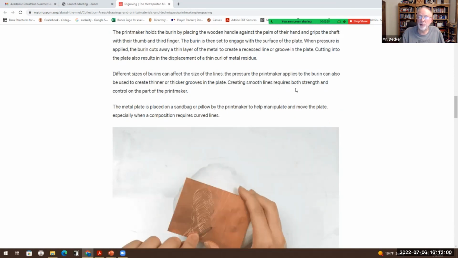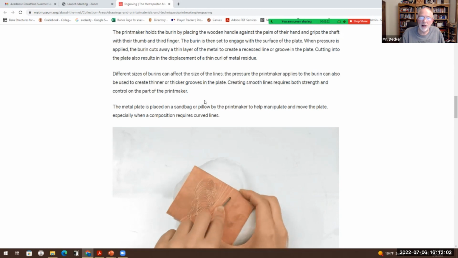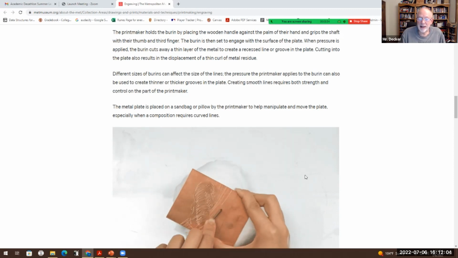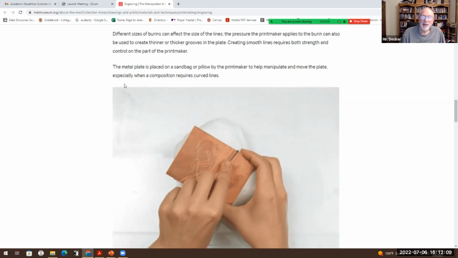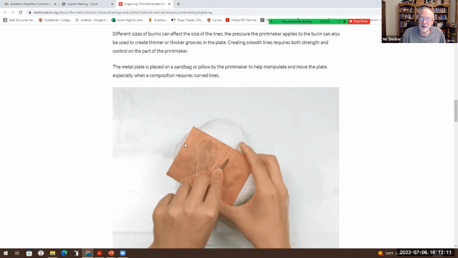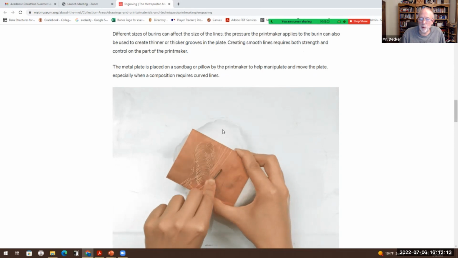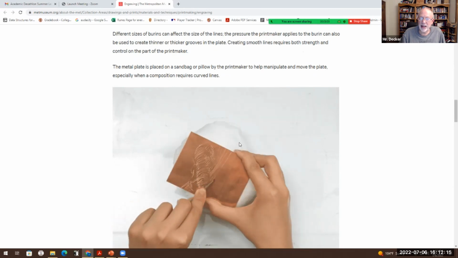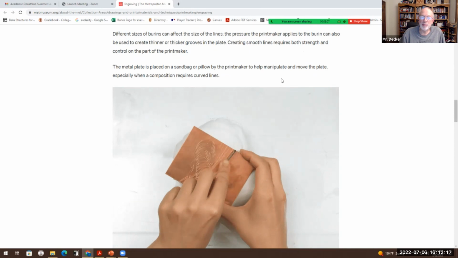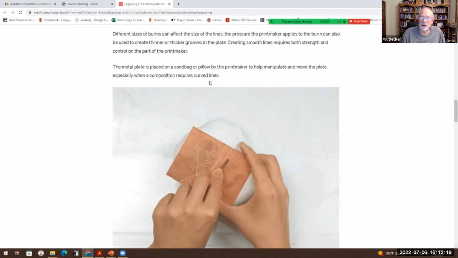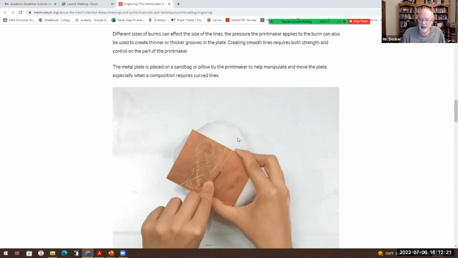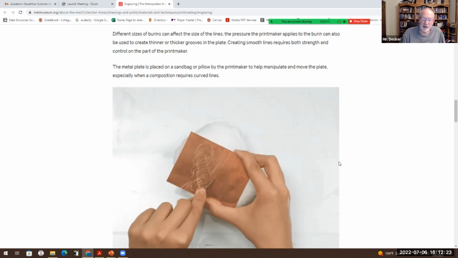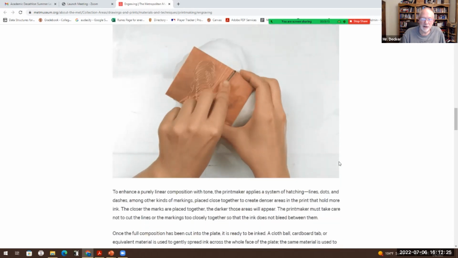Creating smooth lines requires both strength and control on the part of the printmaker. You can't make a mistake. There's no correcting the mistake that you make. You'd have to start all over. The metal plate is placed on a sandbag or a pillow. That's this white baggy thing underneath to help manipulate and move the plate, especially when a composition requires curved lines. See how it kind of smushes in as he's curving it, or she's curving it? Looks more like a female hand.